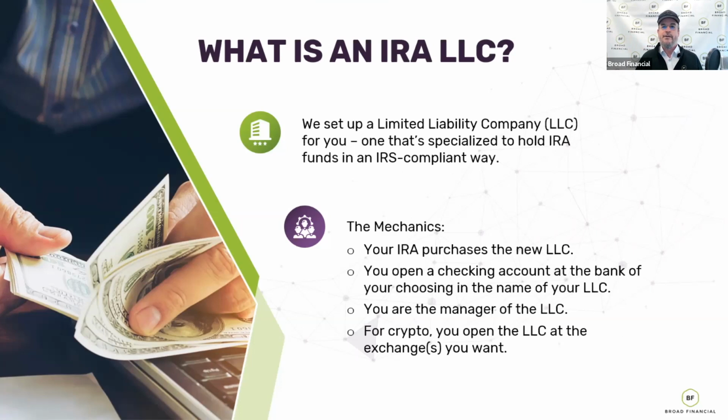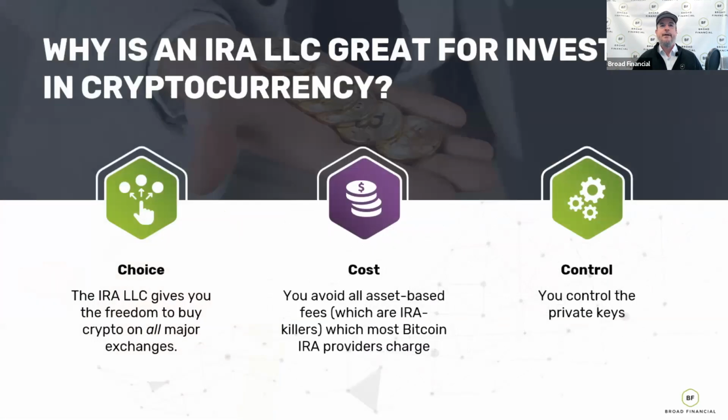of the IRA LLC is your IRA purchases the new LLC. You open a checking account at the bank of your choosing in the name of the LLC. You are the manager of the LLC. Your IRA is the owner of it, then you're the manager. For crypto, then you take another step and you open up the LLC at an exchange. We'll flesh this out a little bit more. That's for the IRA. Why an IRA LLC?